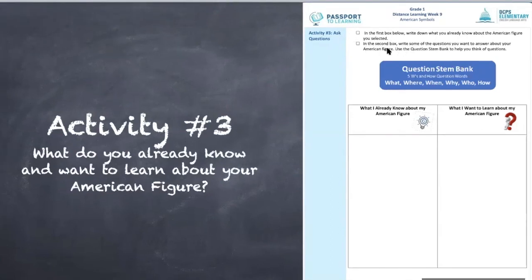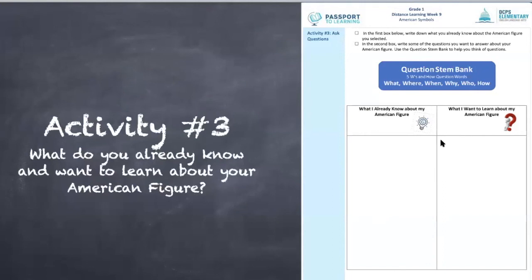In the second box, write some of the questions you want to answer about your American figure. Use the question stem bank to help you think of questions. The question stem bank has the 5 W's and how question words. What, where, when, why, who, and how. These words can help us come up with questions about what we want to learn about our American figure.